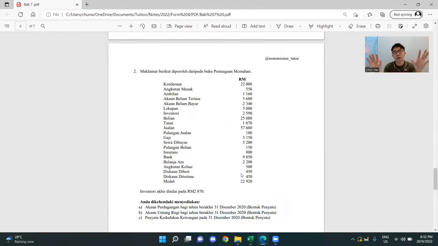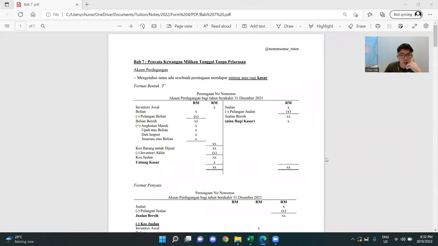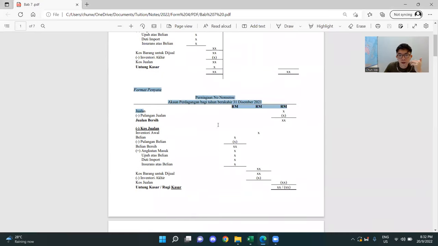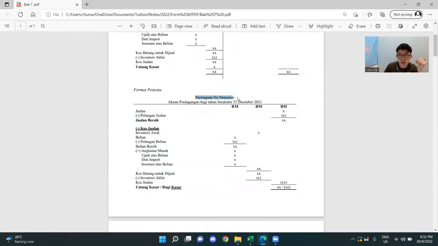There are two formats, but the way to do it is the same. Here is the format for penyata for each one. Like for account perdagangan, you ada the nama perniagaan, nama tajuk, tajuk format penyata ini. Lepas tu, jualan, tolak pulangan jualan, you get your jualan bersih. Lepas tu, you minus your cost jualan, under cost jualan, you ada inventory awal. Lepas tu, belian-belian, you have to minus your pulangan belian. You get your belian bersih.